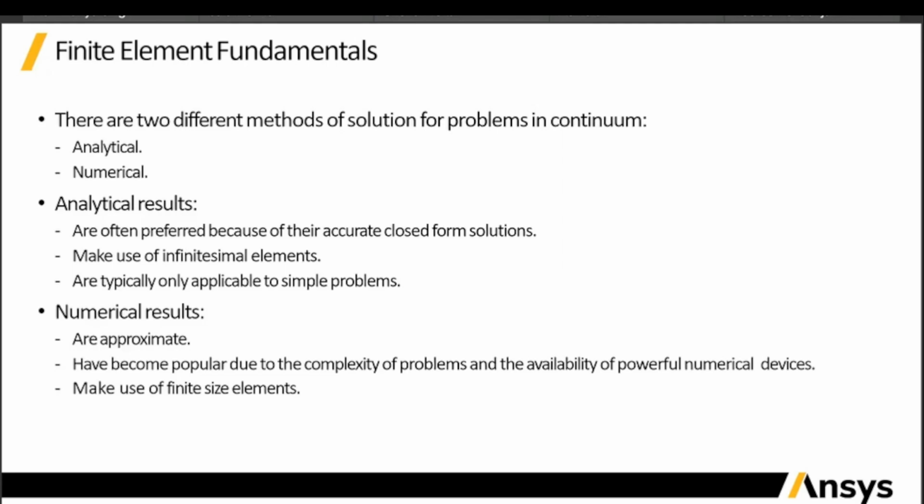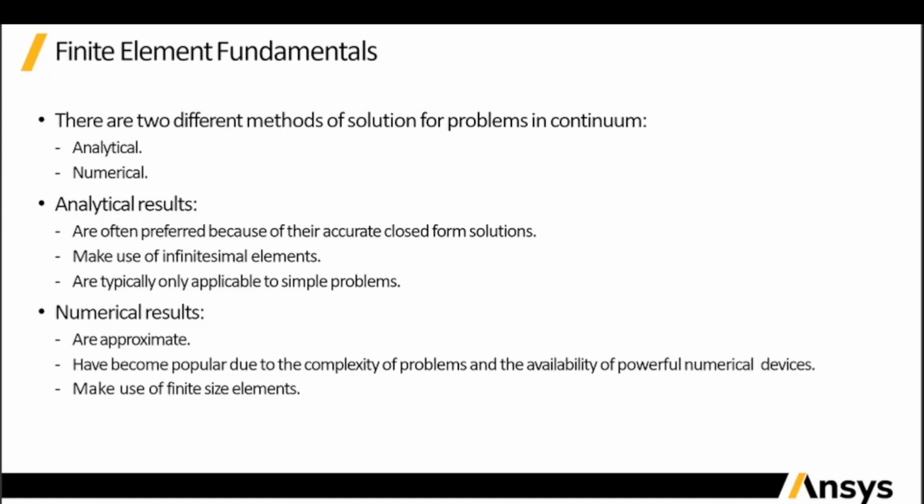Then another method comes, which is called the numerical method. First thing is, it is an approximate method. It's not a 100% accurate method. It is an approximate method, and the approximation can be reduced. We will discuss in a later phase how it can be reduced.